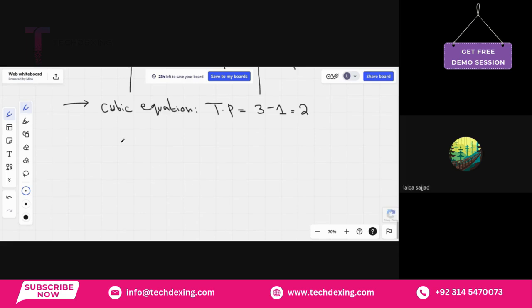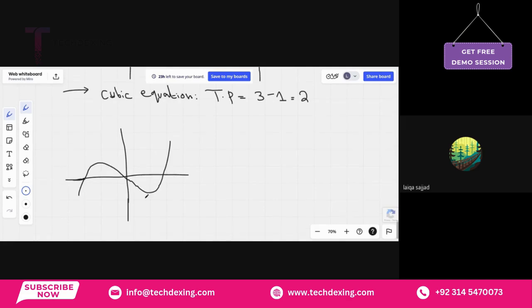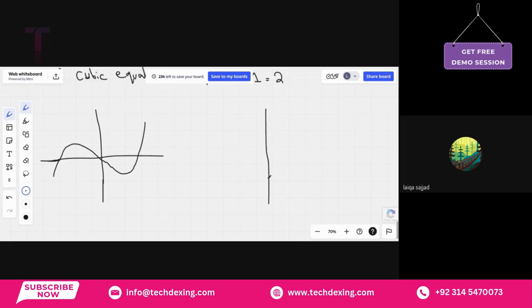We know that we will have two turning points, so it would be either like this, and it can be like this as well, the opposite of it, so it starts from here. So it can be like this.